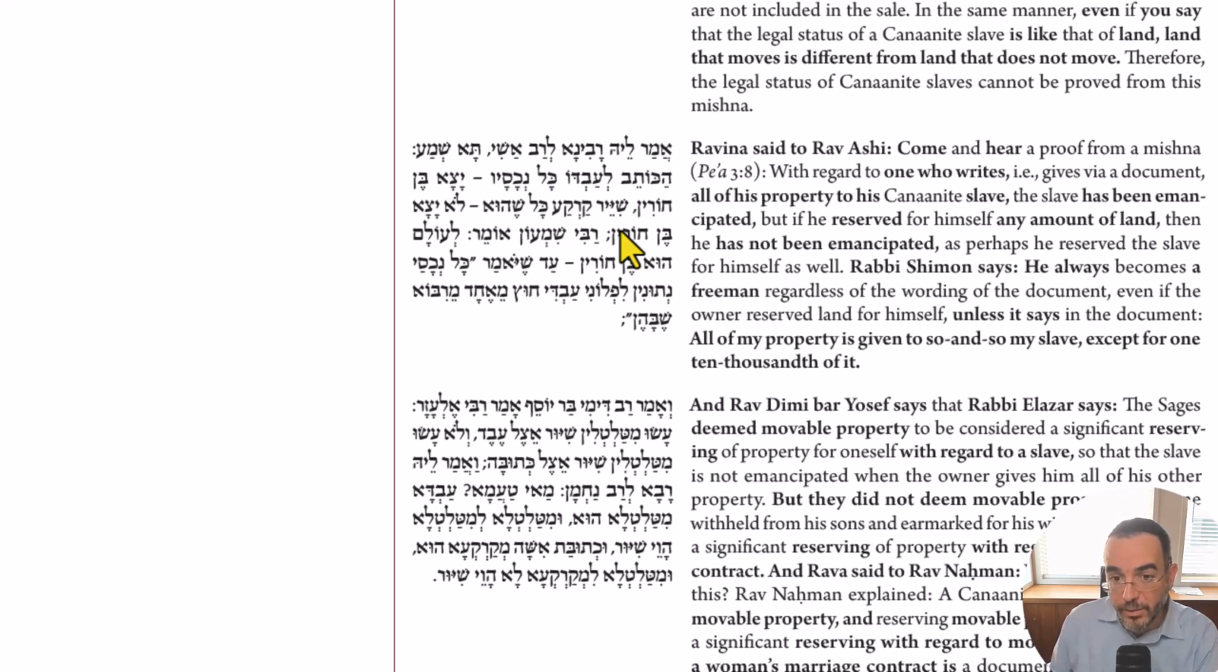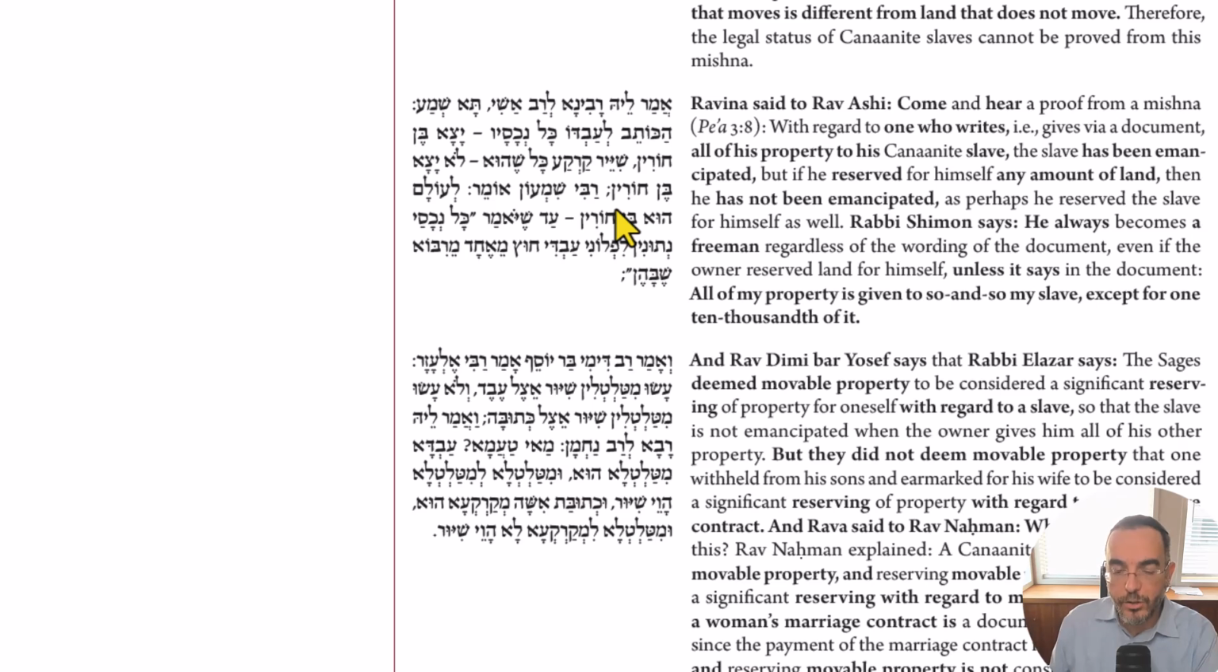Okay, according to this, if you just stop here, this would be a proof that a slave is in fact like land, because only when he keeps for himself land, then he's keeping the slave for himself, and so land is equal to a slave. But this is not actually the main part of Ravina's proof to Rav Ashi. It's going to come from the discussion afterwards, which is actually going to prove the opposite. So actually this Mishnah we're going to use in two different ways at the same time.